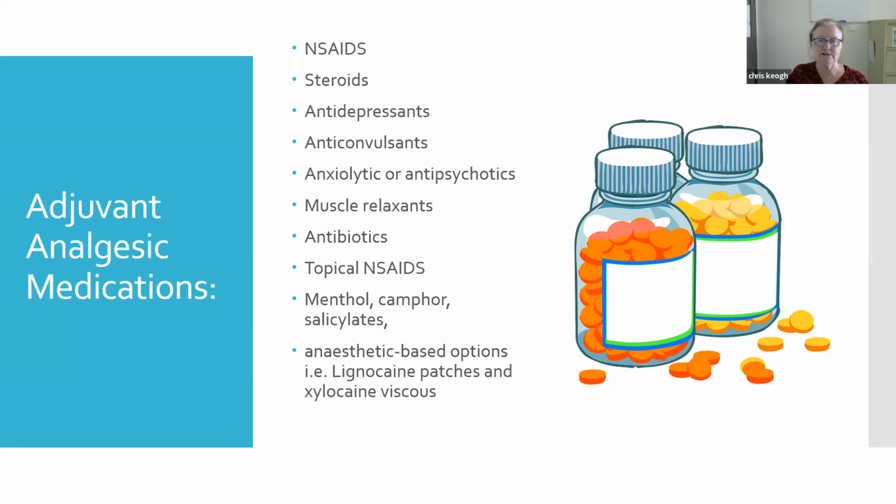They are among the most widely used drugs in the world. And as I said before, one of the most common ones we use is ibuprofen, but there are lots of others, Voltaren and lots of others that you would have come across. We also use steroids, so corticosteroids. The most common one that we would use in palliative care is dexamethasone.